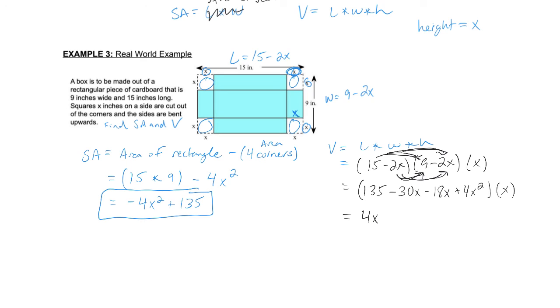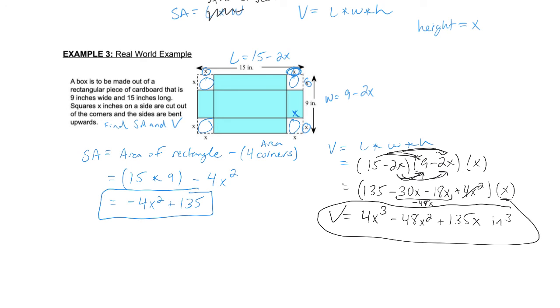So 4x squared becomes 4x cubed, right? These combined give you negative 48x, right? So it becomes negative 48x squared when we multiply it by the x. And then the last one is plus 135x, right? And that's inches cubed because it's volume, where this one, surface area, would be inches squared, right? Because we're labeled as inches.